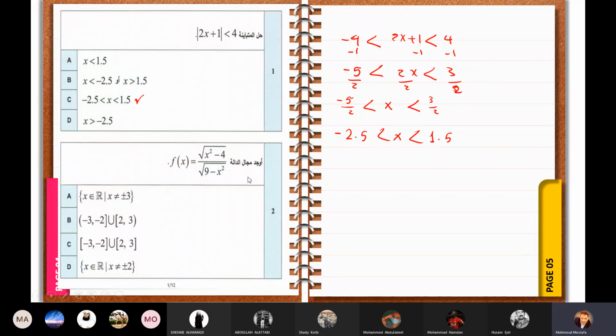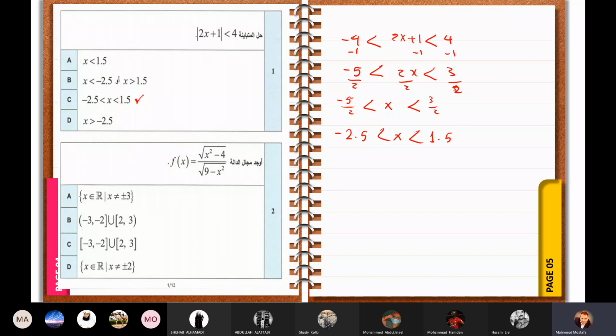Okay. Here is find the domain for the function f of x. We have here square root x squared minus 4 divided by square root of 9 minus x squared. If you have numerator and denominator, so the domain will be the intersection between the two domains. I have to find the domain for the numerator and for the denominator, get the intersection, and also remove the zeros, or the values for x, which make the denominator 0.